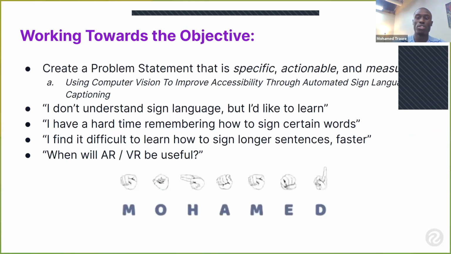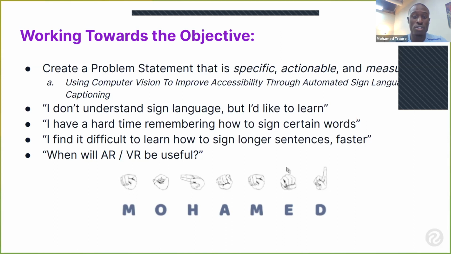So when we're working towards the objective, we're going to need to create a problem statement that is specific, actionable, and measurable. So again, there were over 300 different sign languages. Over time, you could have a model that could detect every single one of those languages and translate them. But the other thing that you could do is look at the factor of, what if I really start with one language and perfect that process and then continue to add more from there? So creating a problem statement that is specific, actionable, and measurable.